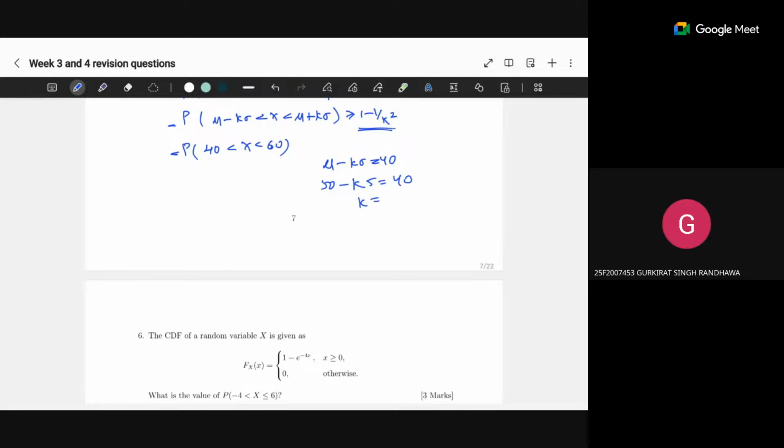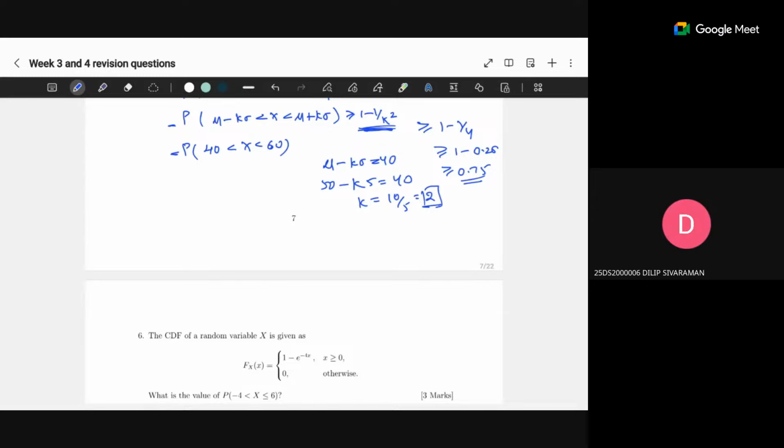Now, k will be equal to what? 10 by 5, which is 2. So everybody is getting k as 2. Yes, ma'am. Now, if I got k as 2, just put it in this equation. So this will be greater than or equal to 1 minus 1 by 4, which is 1 minus 0.25, which is equal to 0.75.